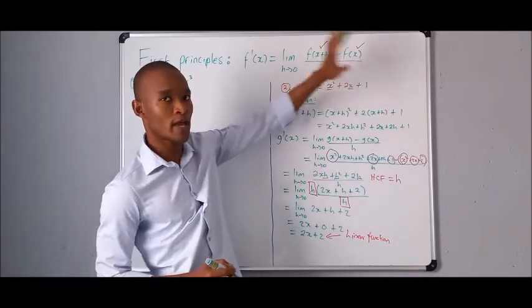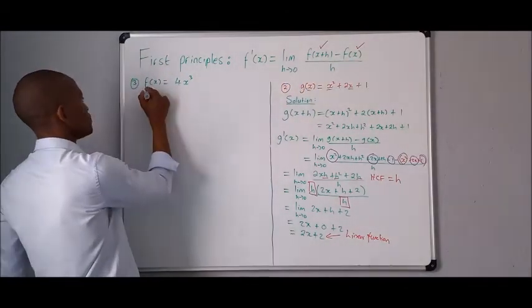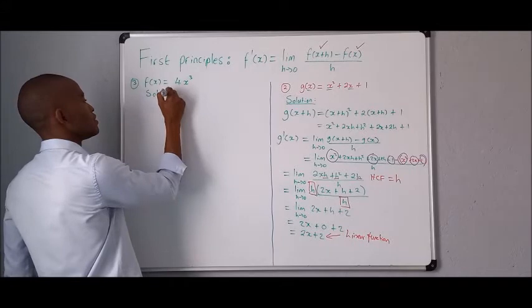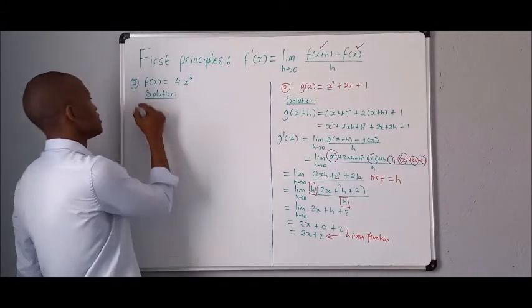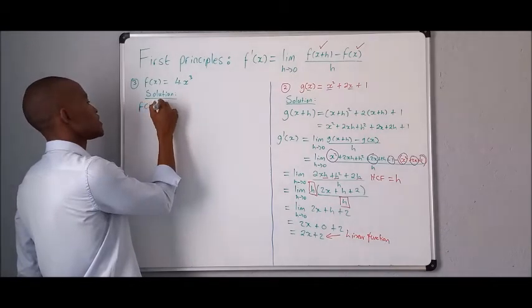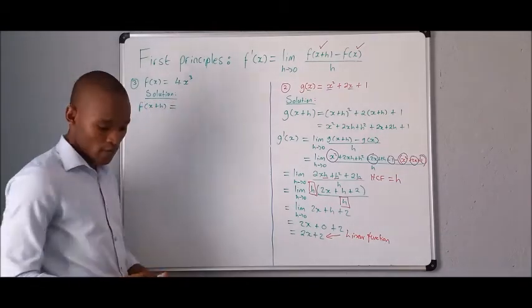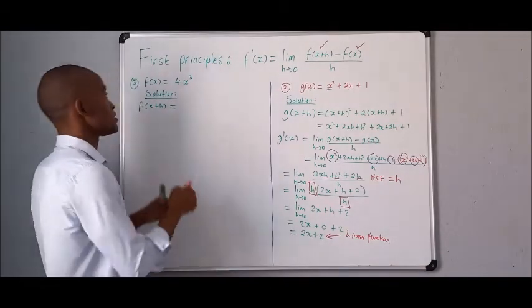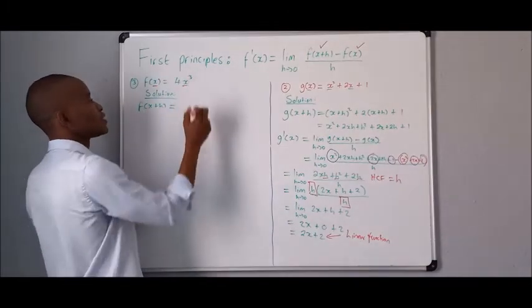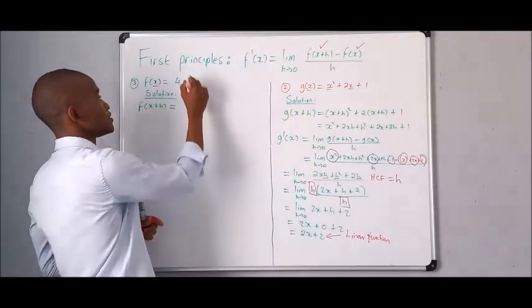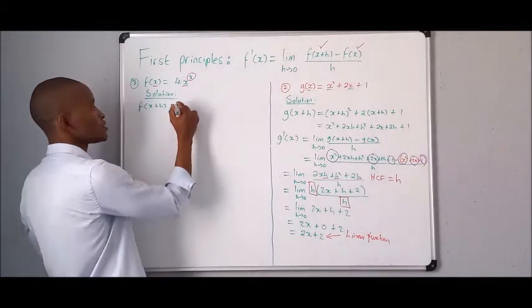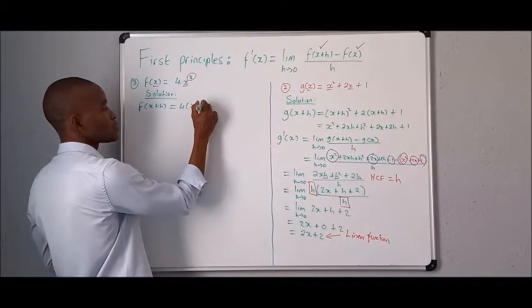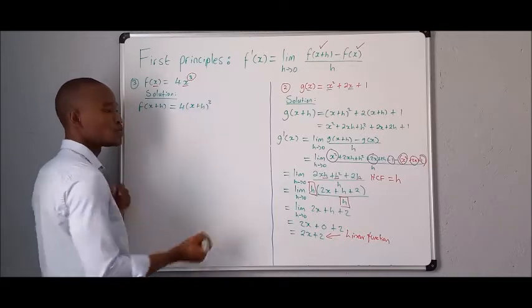We have f of x. Okay, so solution. We want to differentiate this function using first principles. So we have f of x plus h. We only have one term that contains an x, so the substitution will only take place at one term. But this x is cubed, so our substitution here for f of x plus h must also be cubed.